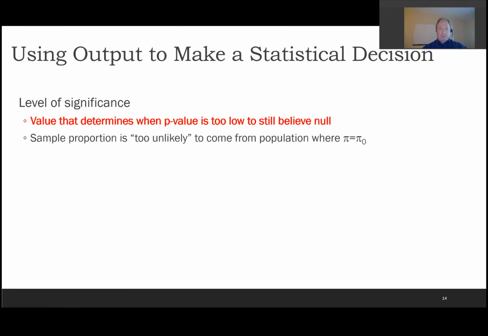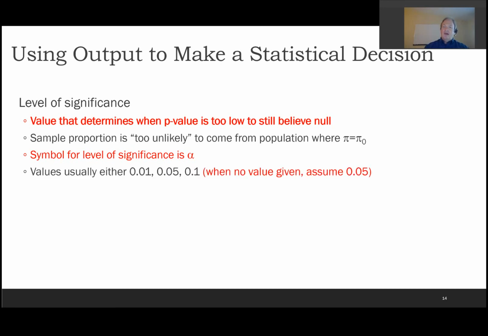So it says a sample proportion is too unlikely to come from a population of sample percentages that were drawn from a population whose population percentage was that in the null hypothesis. We use this Greek symbol alpha, the Greek letter for lowercase a, and we usually use values of 1%, 5%, or 10%. The default when no value is given in the problem is 5%, but usually it'll be given in the problem. If it isn't, assume 5%.